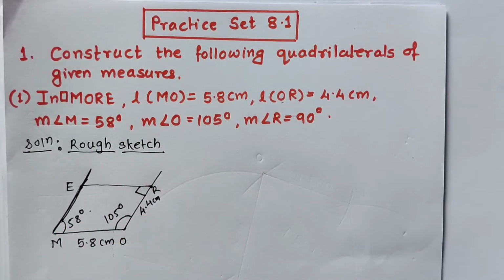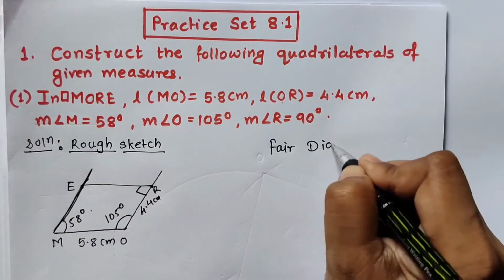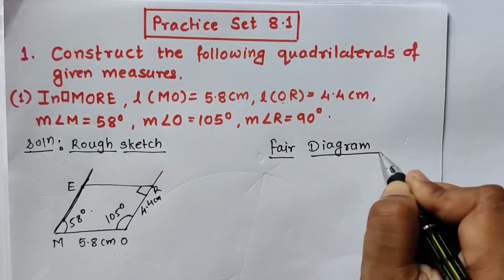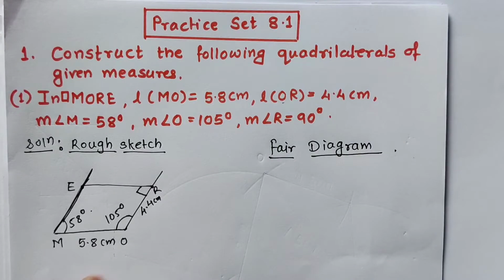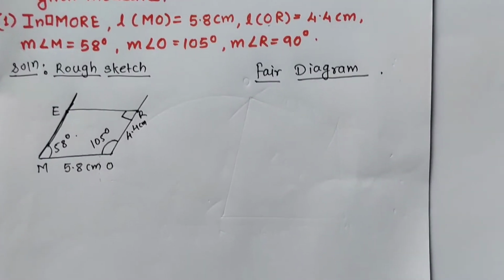In this way you can draw a rough sketch first, and from the rough sketch we have to draw a fair diagram. For the fair diagram we will be using all the geometric instruments required here. So let us draw a fair diagram.